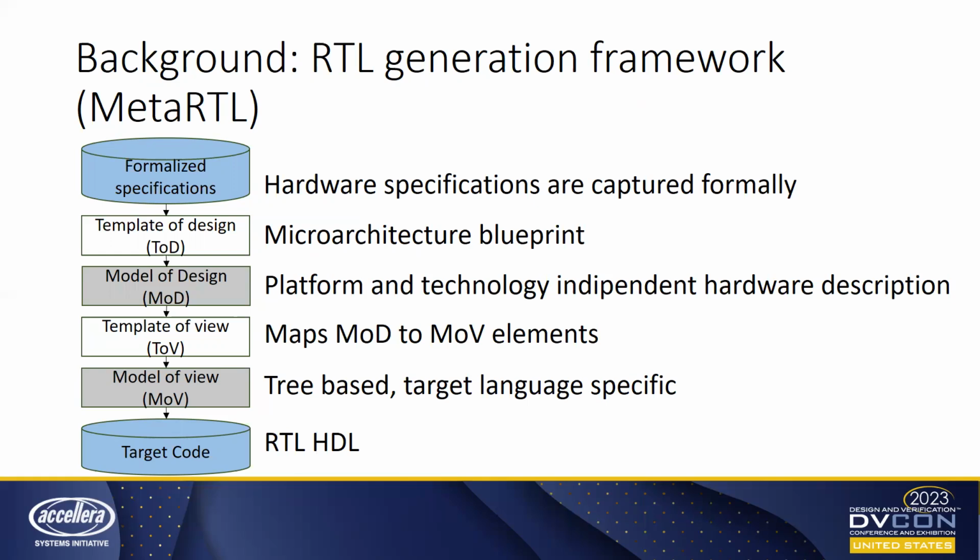Then the APIs are utilized such that TOV, or the template of view, gets this data from the MOD and maps its elements to model of view elements. So the model of view, similar to MOD, is tree-based, but is more language specific, more to the final layer, which would be the target code. The target code then is automatically generated by the framework, and it could be VHDL and Verilog.